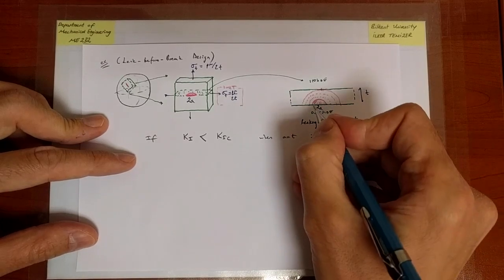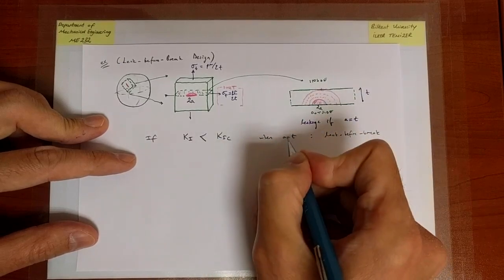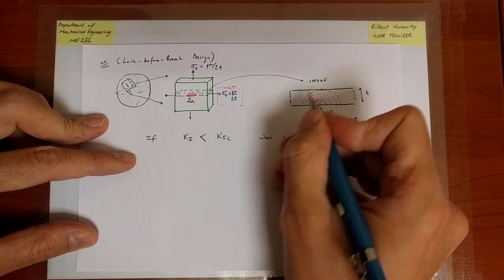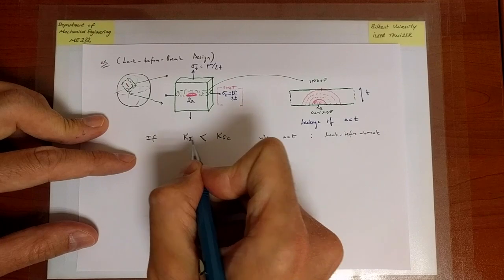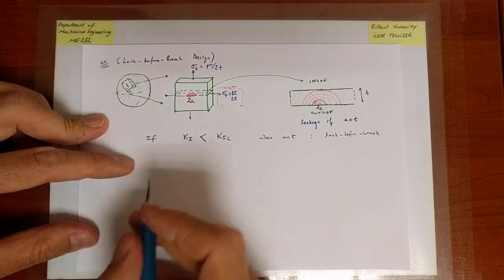Why? Because the crack grows. When a is equal to t, it will leak, but at that stage, or up to that stage, K1 is never equal to K1C. So you don't have fracture, and so you're safe.